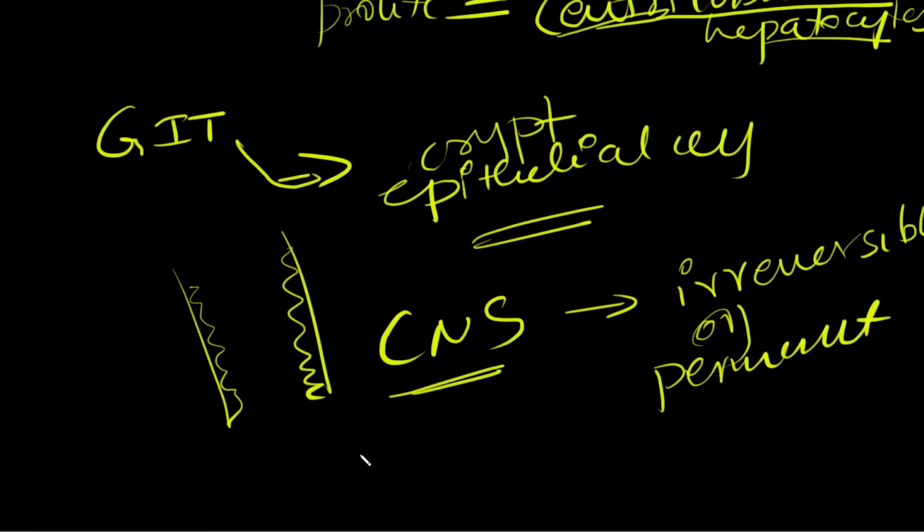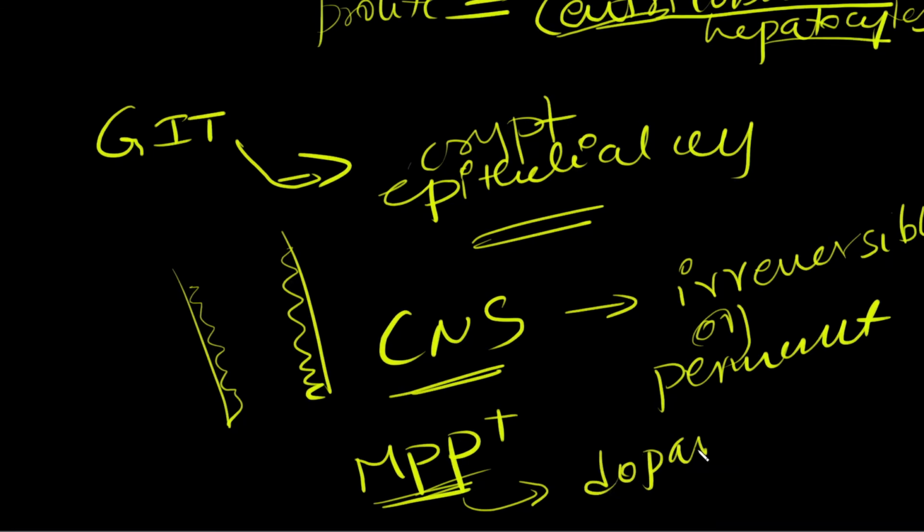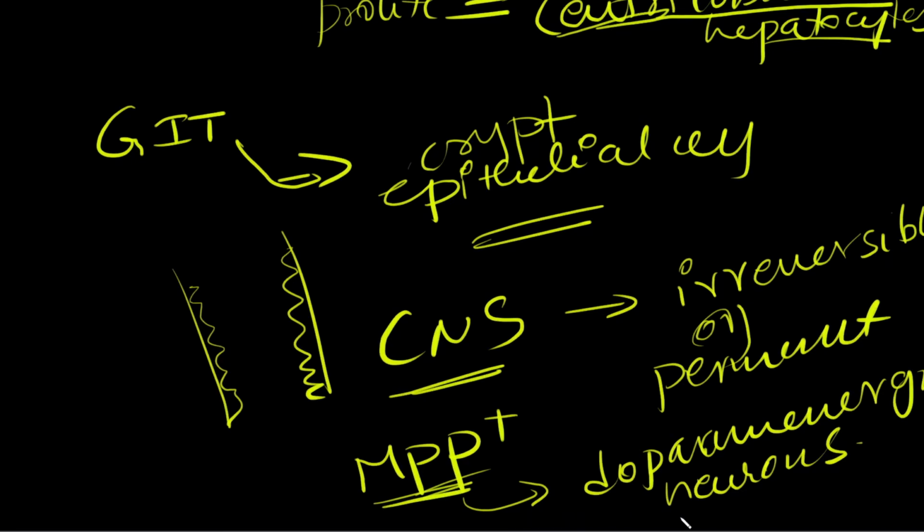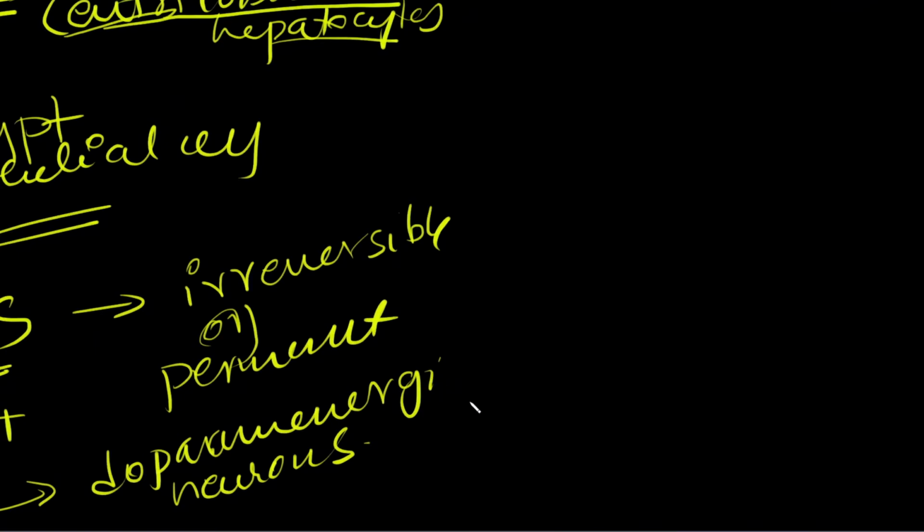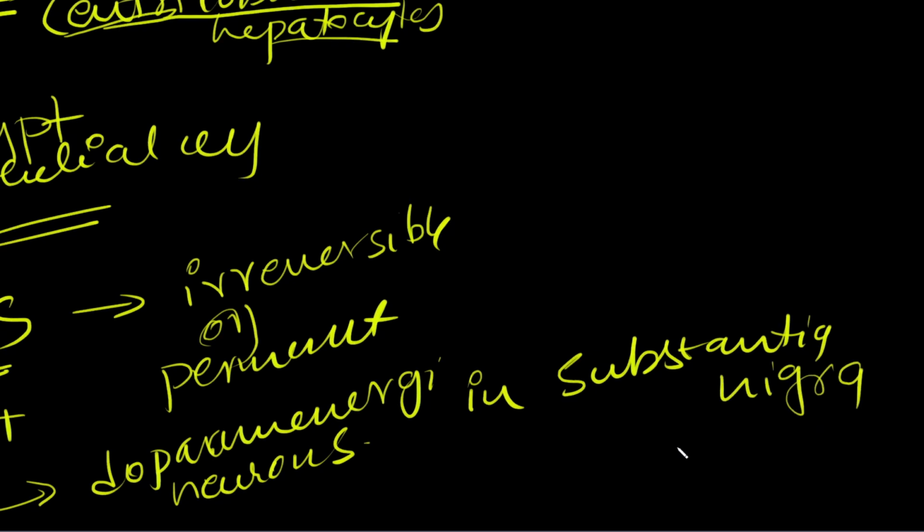methylphenylpyridinium, MPP plus, causes neurotoxicity. This chemical is a metabolite of MPTP. This chemical selectively targets dopaminergic neurons, that means dopamine neurons, in the substantia nigra pars compacta. So this is one region of the brain.